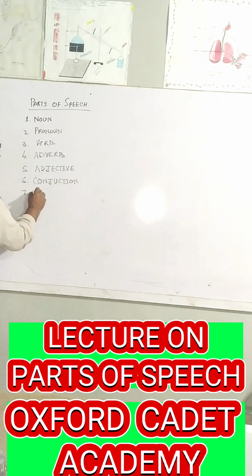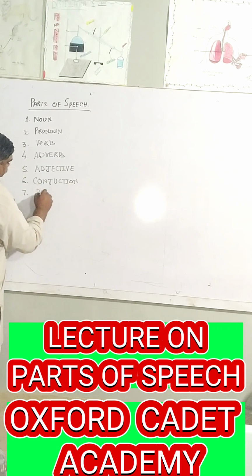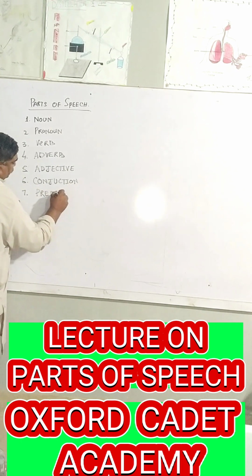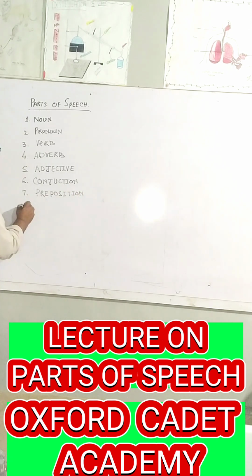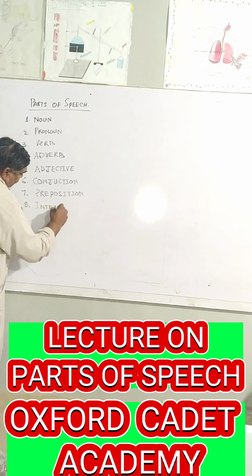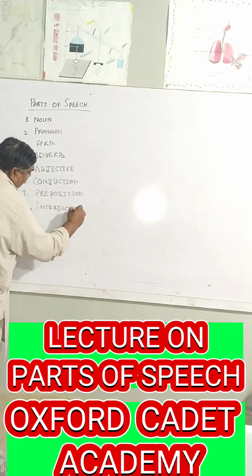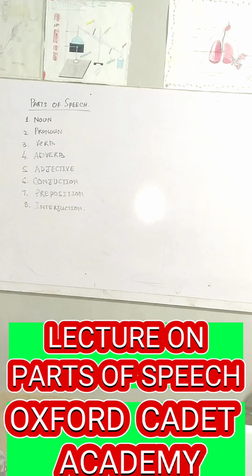Number 7 is preposition. And number 8 is interjection. Very good. So the English language resides over these parts of speech.